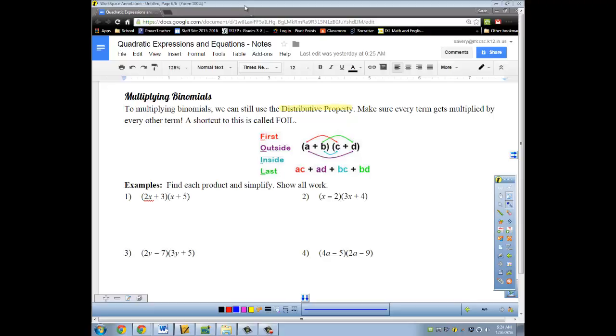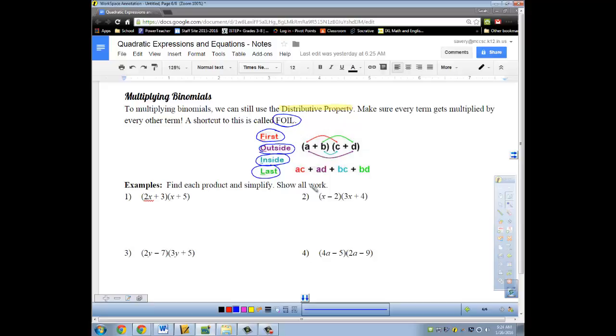And there's actually a shortcut to this, and we call it FOIL. So FOIL is just an acronym for what you do. You always start with the first terms in your binomials and then go to the outside term. So like A and D would be your outside. And then go to the inside term, so B and C. And then the last term, so B and D.